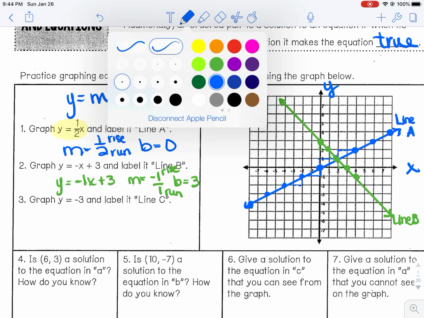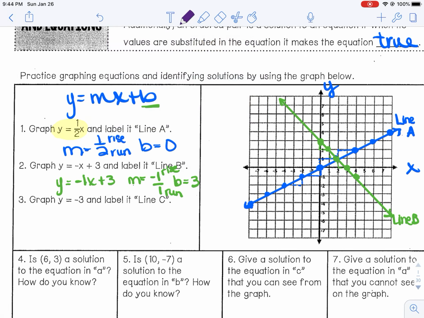Okay. The last one is y equals negative 3, sorry. I'm hoping that you remember that there is no slope. So basically in slope-intercept form, this is y equals 0x minus 3. We have a 0 slope.